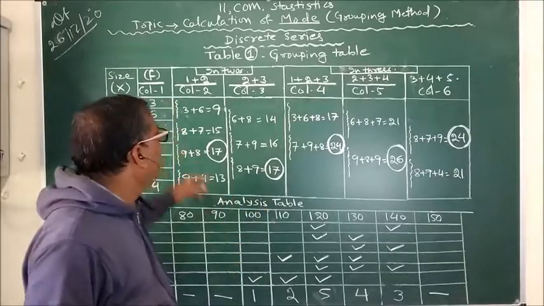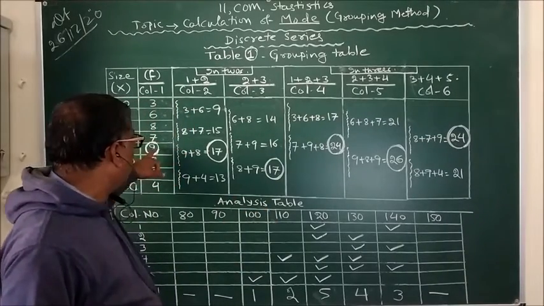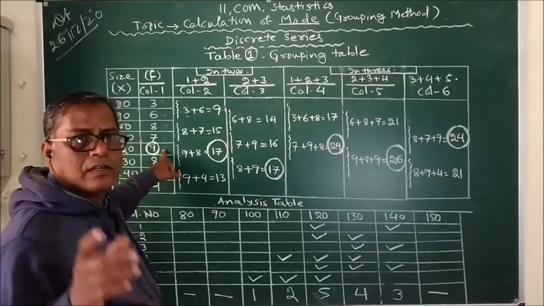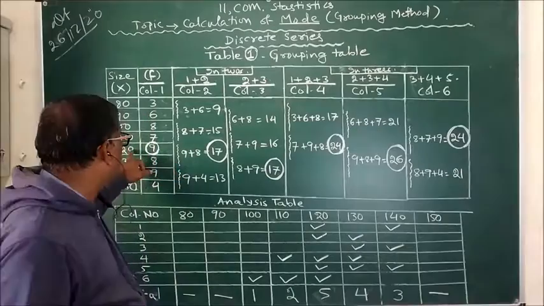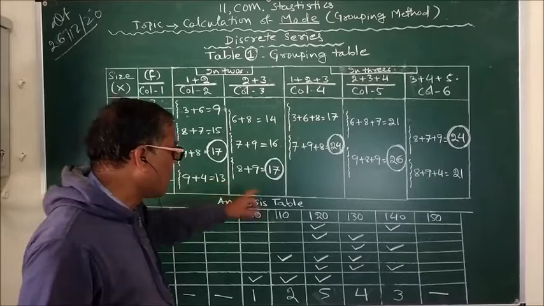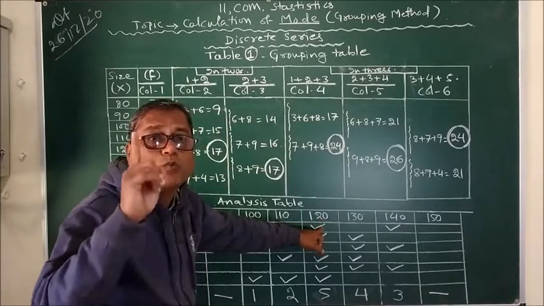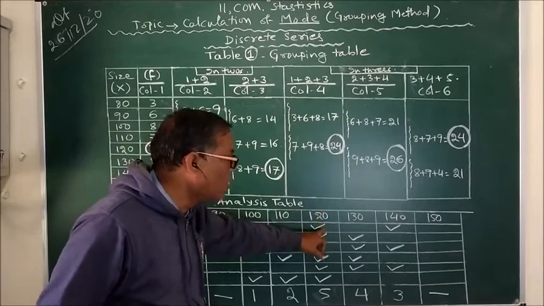So see carefully. In the first group, 9 is the highest value and 9 is the highest frequency and its value is 120. That's why in the first column below 120 we will put 1 tick. Why below 120?